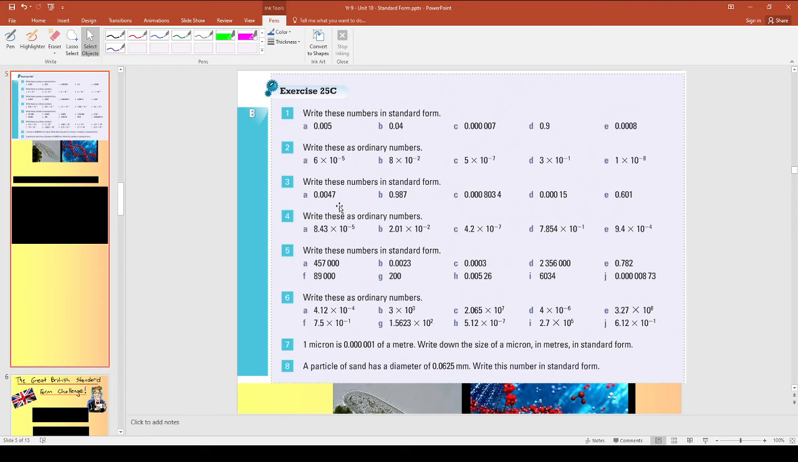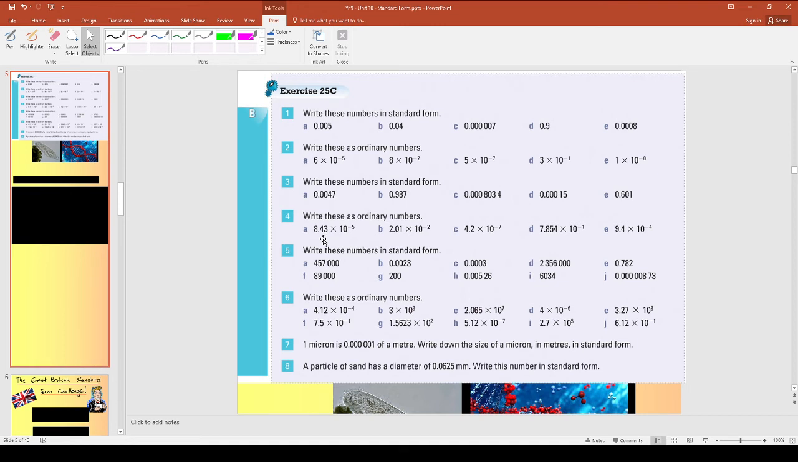Here you go. 4.7 times 10 to the minus 3. 9.8 times 10 to the minus 1. 8.034 times 10 to the minus 4. 1.5 times 10 to the minus 4. And 6.01 times 10 to the minus 1.